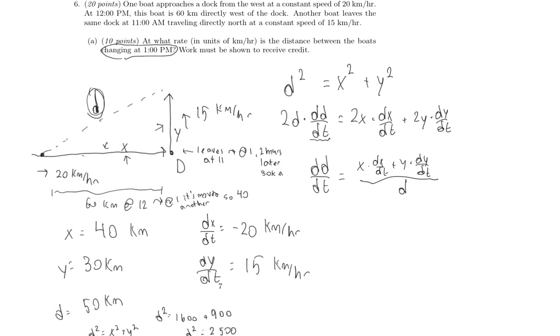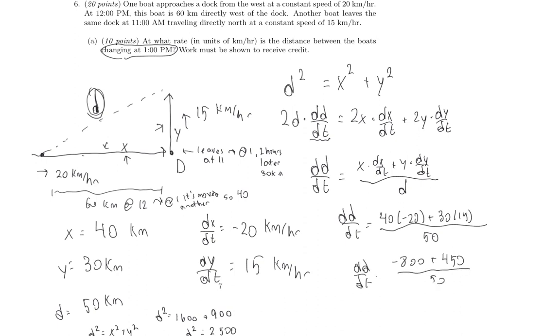So now we know everything. I can plug that in my equation. So it means dD/dt is going to be our x, which is 40, times minus 20, plus our y, which is 30, times 15, over 50. So it's going to be minus 800, plus 450, over 50. So that's going to be minus 350 over 50, which is minus 7, and that's a speed, so it's in kilometers per hour.